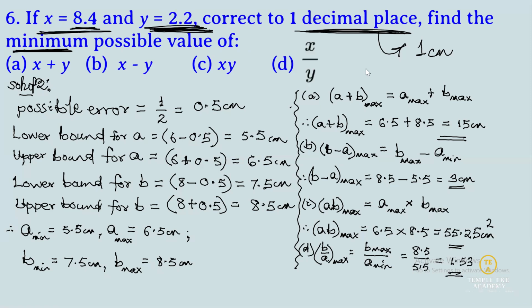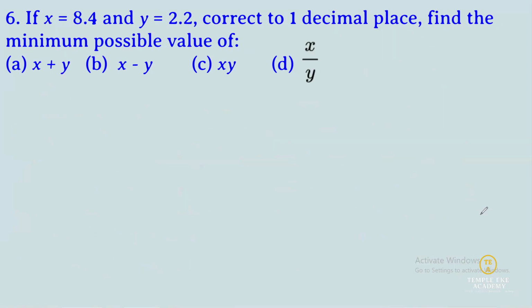Beautiful. Now we have X is giving us 8.4, Y is giving us 2.2. Correct to 1 decimal place. That's the degree of accuracy. Now find the minimum possible value of each of this.